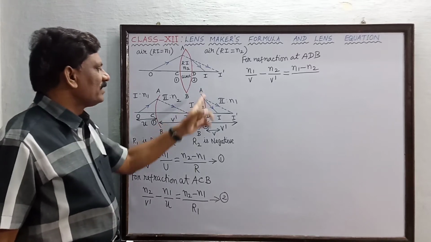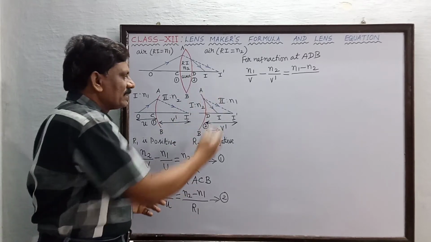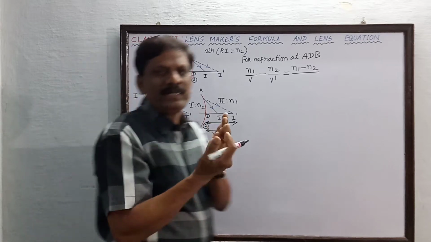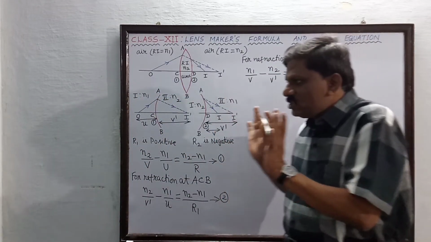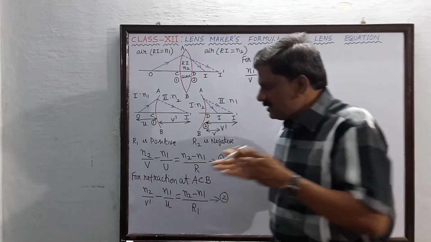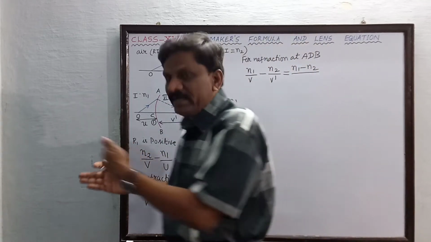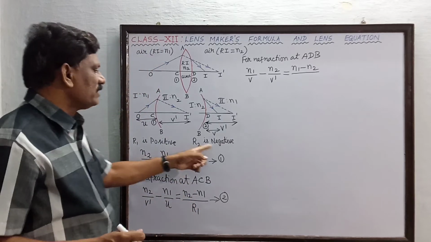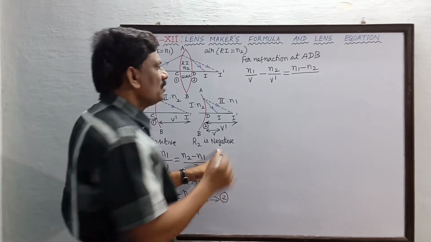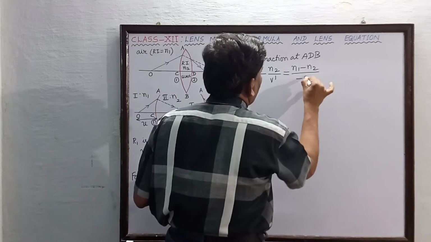Now look at the surface ADB. It is curved and it is pointed towards the left. So this curved surface is focusing towards the left. So this radius of curvature we are measuring in a direction opposite to the direction of light, and hence R2 is what? Negative, is it not? So this is minus of R2.